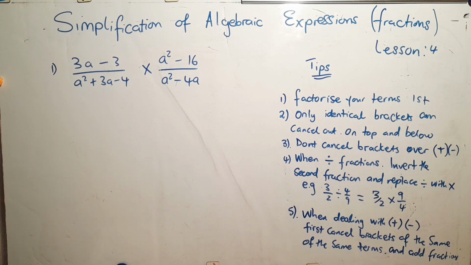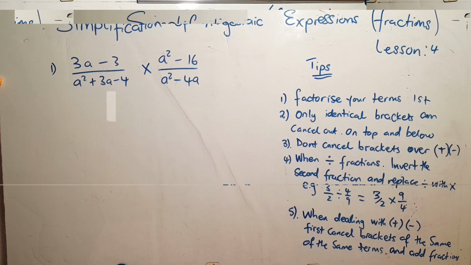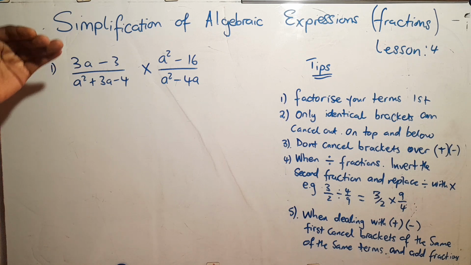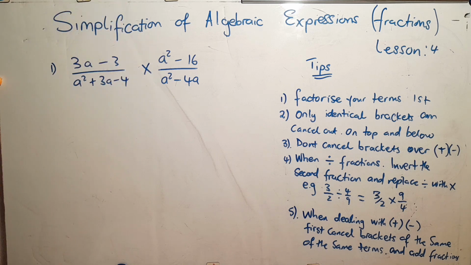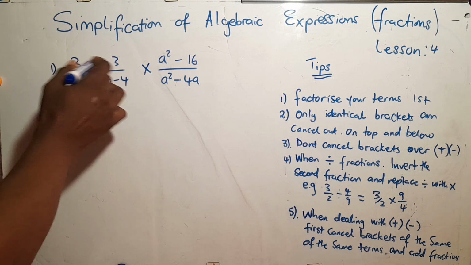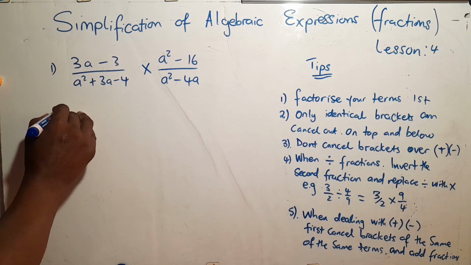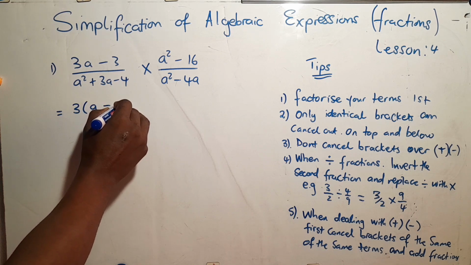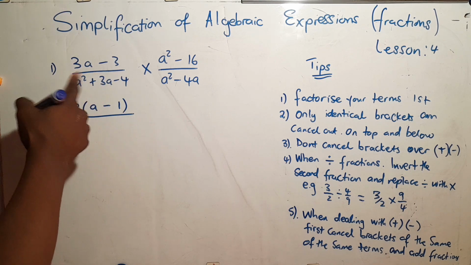So let's just get straight to it on simplification. Let's start with our first question there on simplification. So the first tip is to factorize. Obviously we're going to factorize each and every expression. So this one on top, we can see that this is having a common factor, which is 3. So we can start right by factorizing 3, and this will remain as a minus 1. And then we can factorize that.